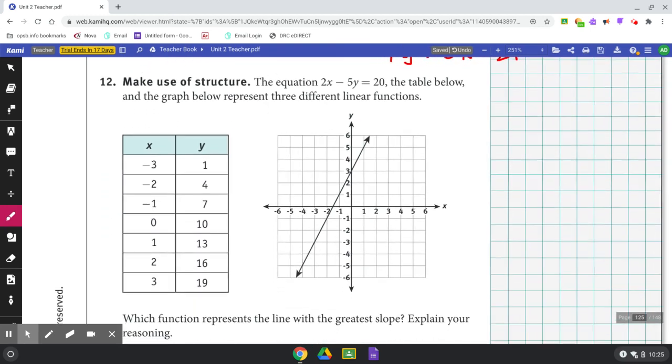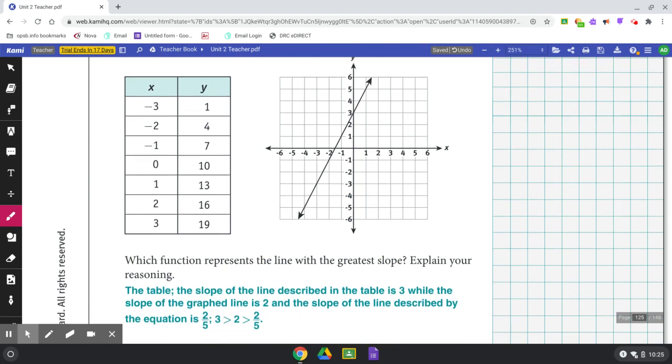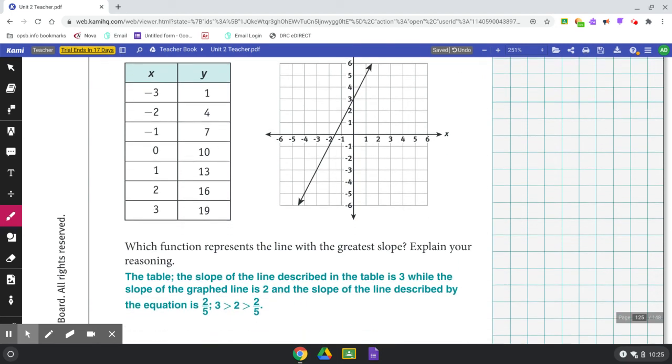The equation 2x minus 5y equals 20. The table below and the graph below represent 3 different linear functions. Which function represents the line with the greatest slope? And explain your reasoning. The table, because the slope of the line described in the table is 3, while the slope of this graph is 2. So the slope of the table is greater than the slope of the graph.